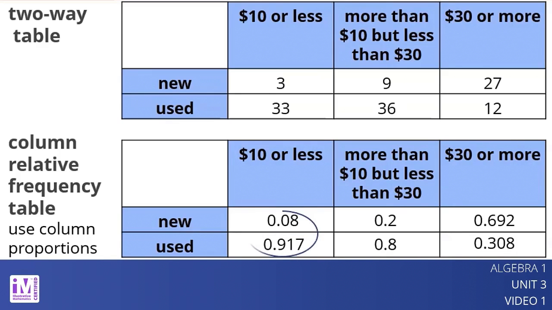Notice that each column of this column relative frequency table reveals the proportions of books in each price category that are in each condition, and the relative frequencies in each column sum to 1. In particular, this shows that most of the inexpensive and moderately priced books are used, and most of the expensive books are new.